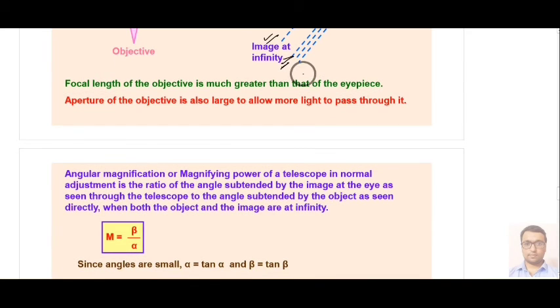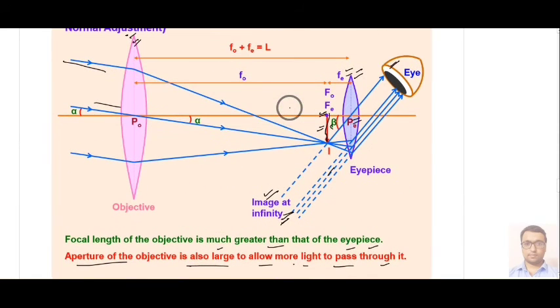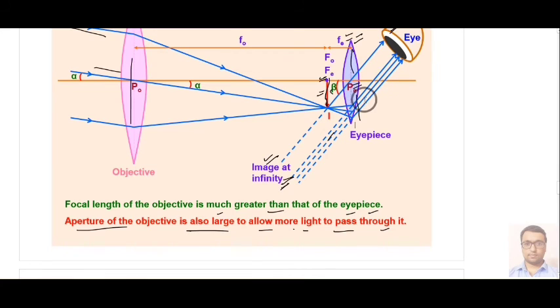Now the focal length of the objective is much greater in this case when we compare it with the eyepiece, and the aperture of the objective is also very large to allow more light to pass through it. Here we can see this aperture is very large and this aperture is very small, that is, the objective lens is large and the eyepiece lens is very small.